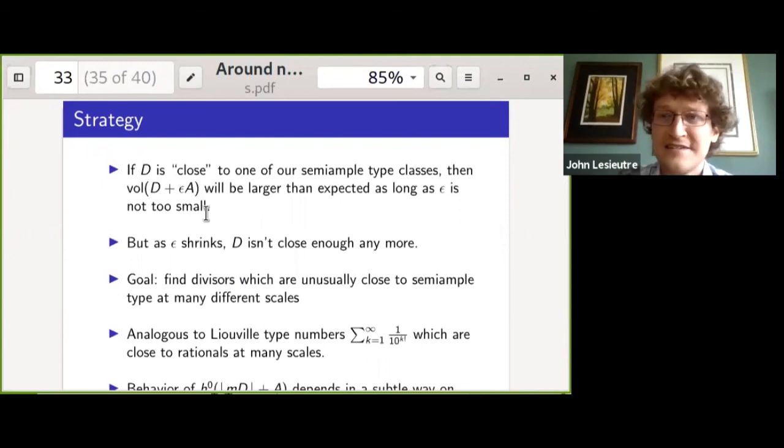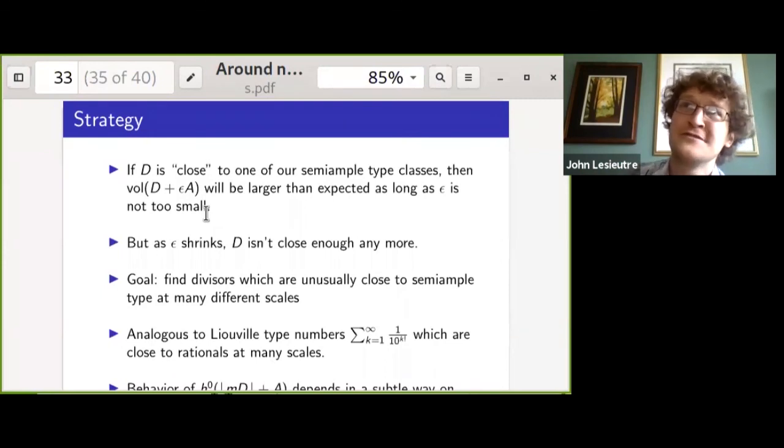On the other hand, that doesn't work if epsilon gets small. If you're within 0.001 of a semi-ample type class, then when epsilon equals 0.001, the volume is bigger than what you think. On the other hand, if epsilon is 0.0000001, your divisor can't really tell that it's close to a semi-ample. The distance between D and the semi-ample is much bigger than the epsilon that you're using. And so for small epsilon, you're not going to get a boost from that semi-ample anymore. You're not going to get these extra sections.